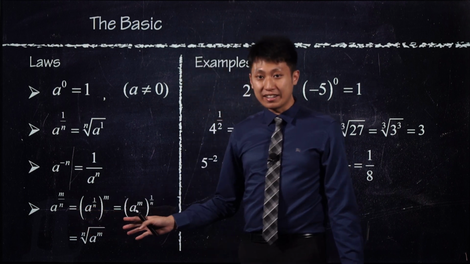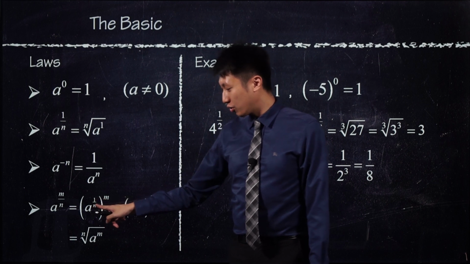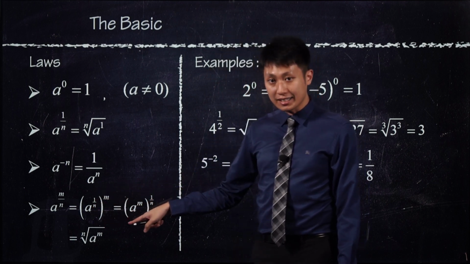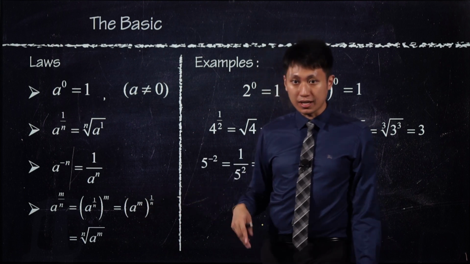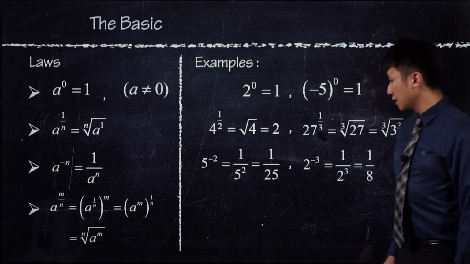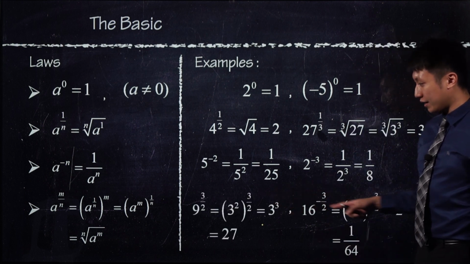Next. Power, root. Okay, so you have this one all the time. You can write it in different ways, like A to the power 1 over n, the whole thing to the power m, or you can put the m inside, then the whole thing to the power 1 over n. Sometimes that will help you in your calculation.